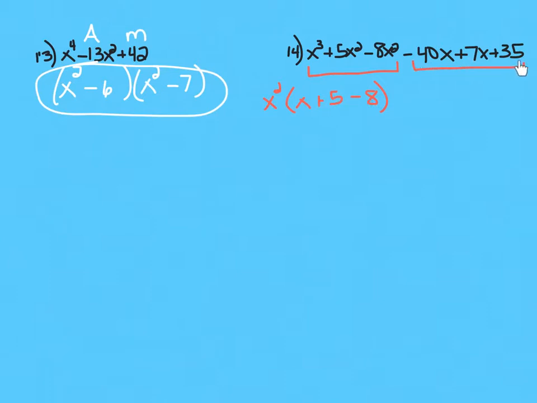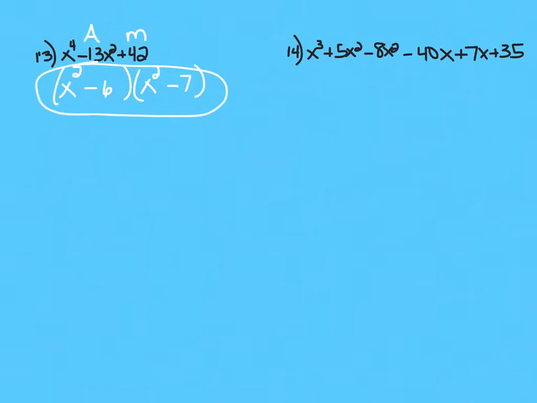If I factor out of these terms, the only thing I can factor out is a 1 or a negative 1. Let me factor out a negative 1. I'm going to be left with 40x minus 7x minus 35, which you'll see right away, these are not the same. Okay, these are not equal. So since those are not the same, what that tells us is grouping it into 2 groups of 3 didn't work. So let's try 3 groups of 2.